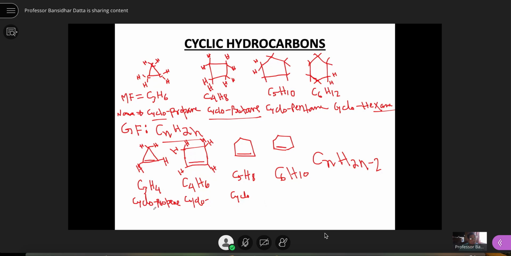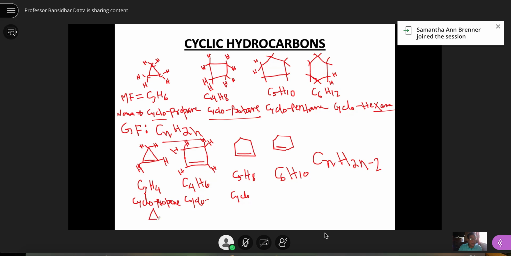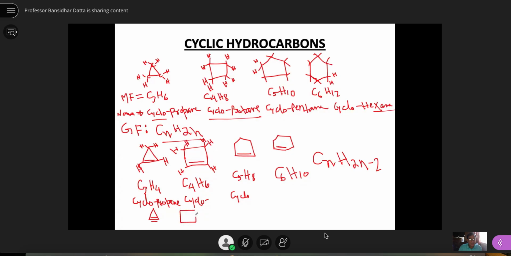And now the last group of these molecules is this one. And you tell me the name, okay? And then the general formula and the molecular formula.